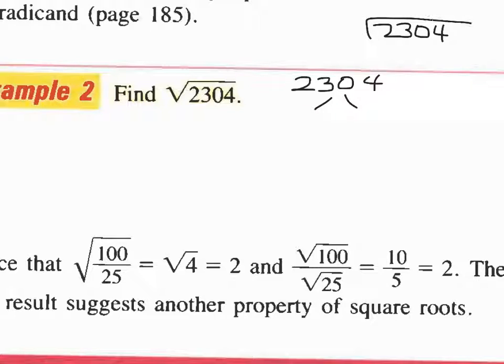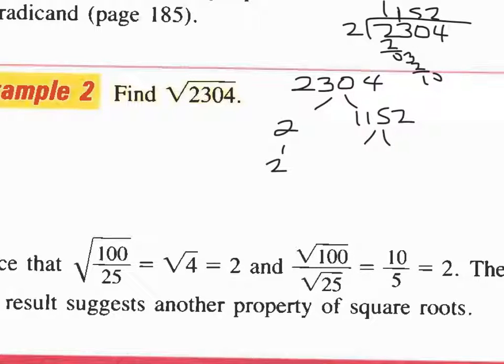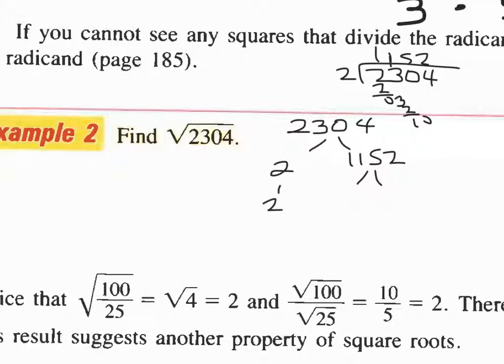So 2,304 divided by 2 is 1,152. So 2 times 1,152. And then keep breaking it down. So again, I could still divide that by 2. If you realize that maybe there's a larger number that'll go into 1152, like 4, let's try 4 into 1152.